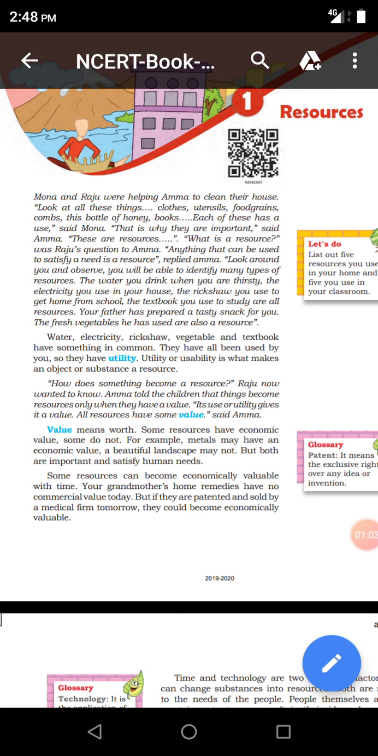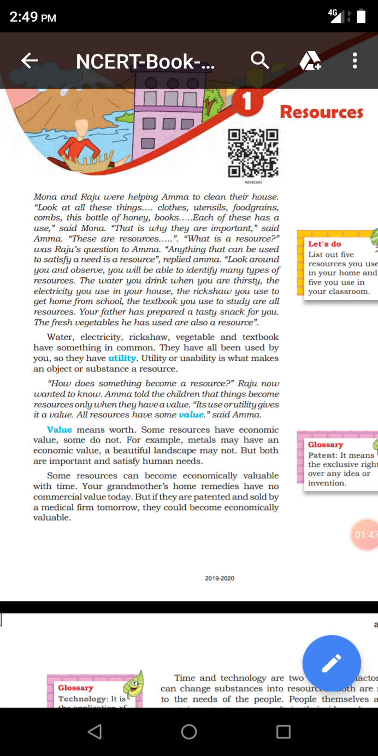This is known as usability. This usability or utility of an object or substance is a resource. So, what is resource? Anything that can be used to satisfy or fulfill our needs is a resource. This usability gives it a value. So, all the resources have some value.